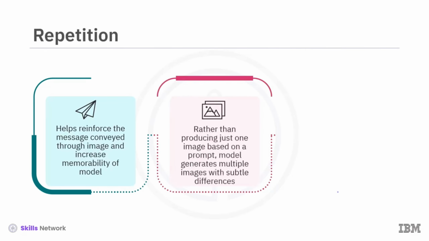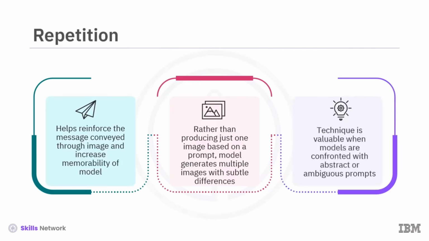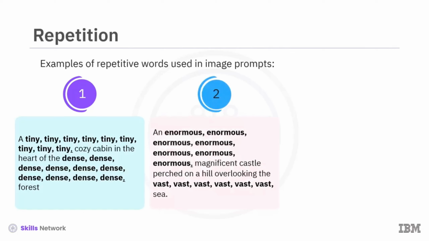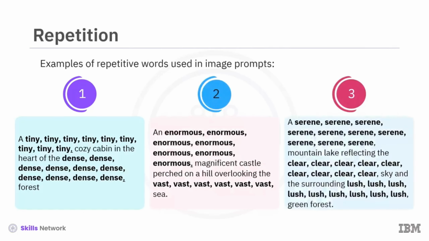Rather than producing just one image based on a prompt, the model generates multiple images with subtle differences, resulting in a diverse set of potential outputs. This technique is particularly valuable when generative models are confronted with abstract or ambiguous prompts to which numerous valid interpretations are possible. Let's look at some examples of repetitive words used in an image prompt. Words such as tiny, dense, enormous, vast, serene, clear, and lush have been repeated many times to focus on a specific idea.